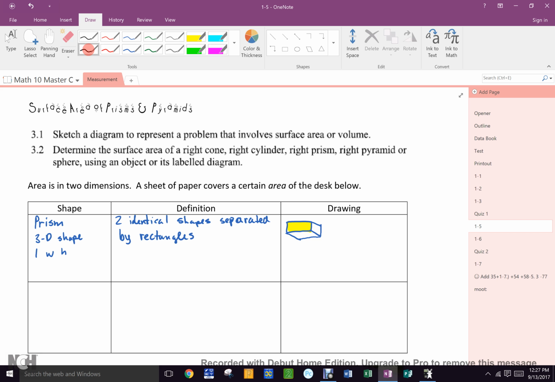How is it debatable? There's a circle. There's another circle. Are those identical shapes? No. This is not Court TV. This is a yes or no question. Is that circle the same as that circle? Yes. Okay. Is that circle and that circle separated by a rectangle? Technically, yes. Or the reality is, yes. So is a cylinder a prism?